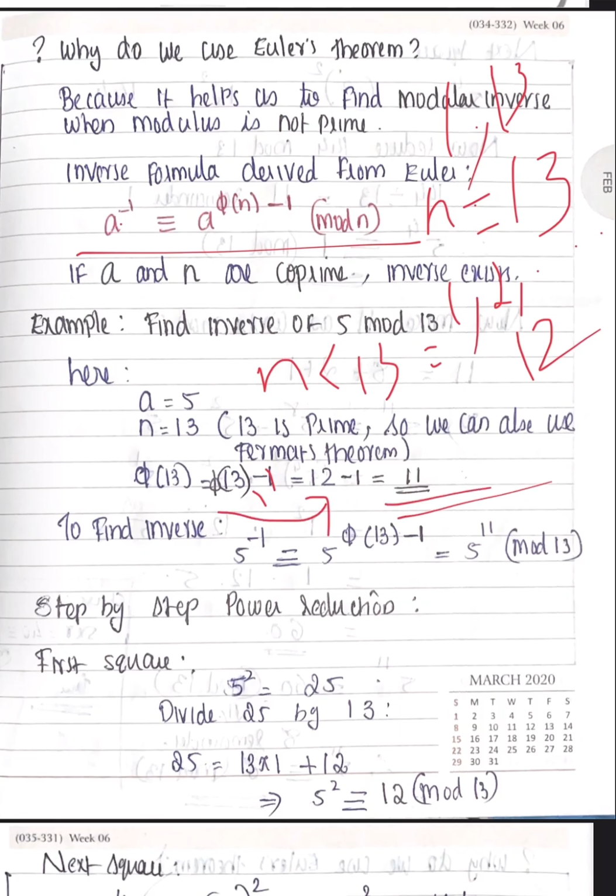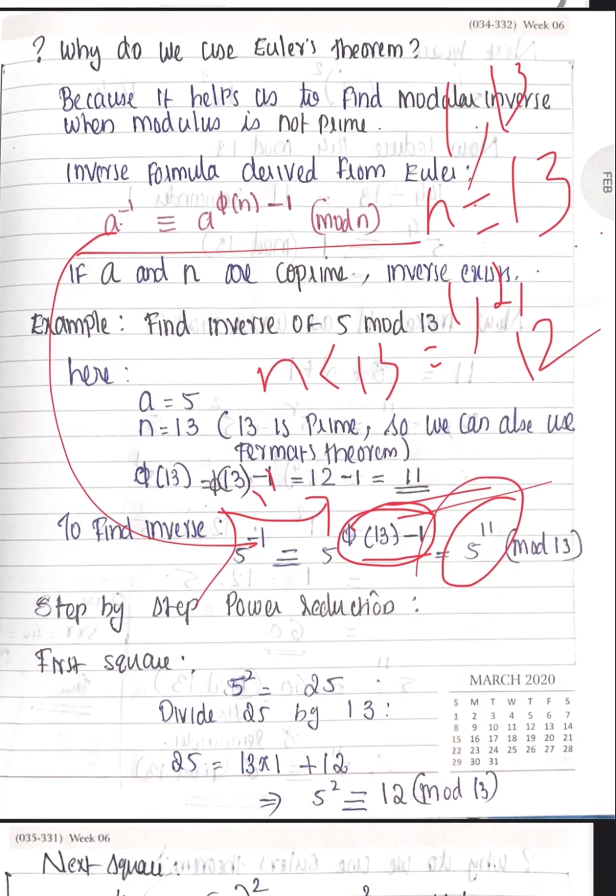To apply the equation, A equal to 5 raised to minus 1 is congruent to 5 raised to phi of 30 minus 1, that is 5 raised to 11 mod 13. Then here 5 raised to 11 acts as the power term. So we apply Fermat's little theorem, then the step by step power reduction method.